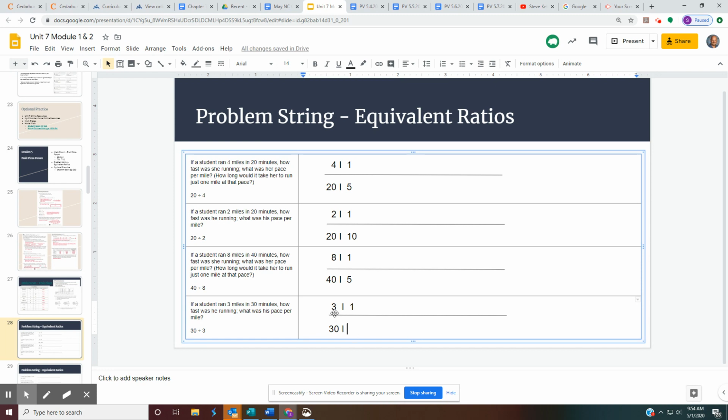Okay, so what am I doing to the 3 to get 1? I'm dividing by 3, right? So I have to divide my 30 by 3, and what does that give me? 10. Yes.